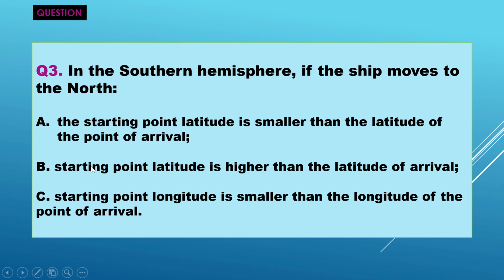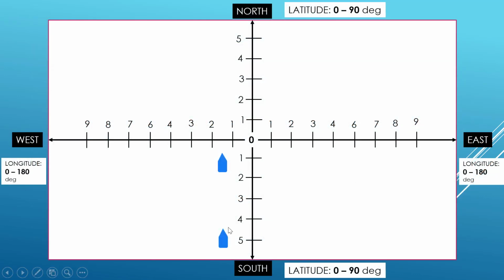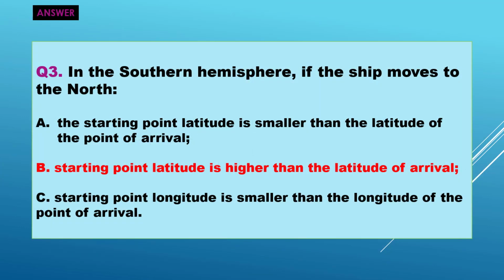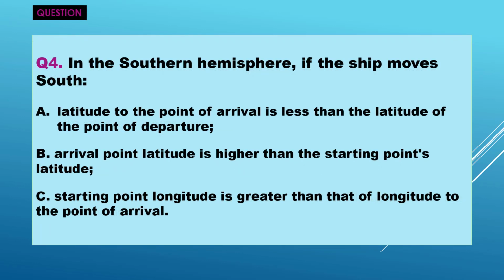So we are left with only one. Probably this would be the correct answer. The starting point latitude is higher than the latitude of arrival point. So starting point latitude will be higher than the latitude of arrival point. That gives us our correct answer. Very simple with the diagram. You just need to know the diagram and all is said.